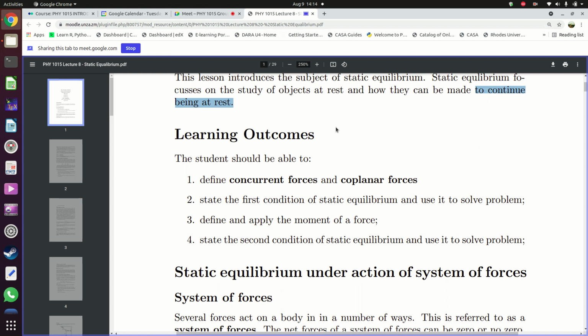So for an object to be at rest, you need to find out what forces are acting on this particular object along the x direction, and what forces are acting on it along the y direction. Then you add up all these forces, and these forces need to add up to 0, if you want to make sure that the object remains at rest and continues being at rest. So that is the first condition of equilibrium.